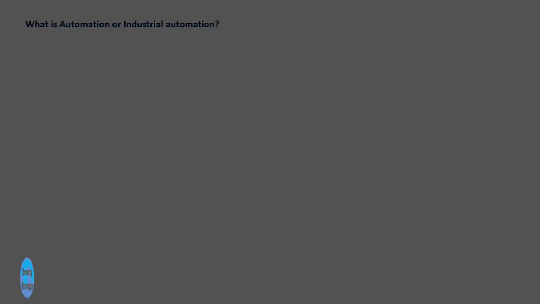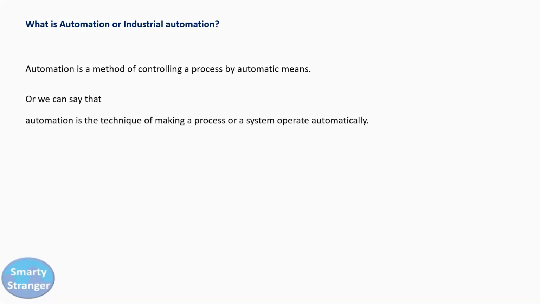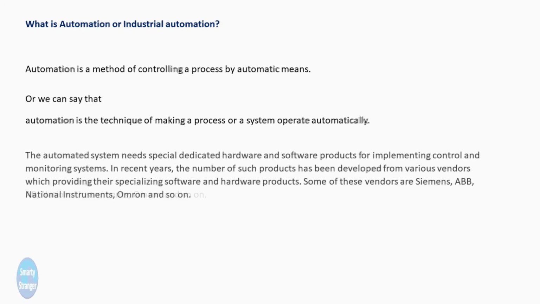What is automation or industrial automation? Automation is a method of controlling a process by automatic means. Or we can say that automation is the technique of making a process or a system operate automatically. The automated system needs special dedicated hardware and software products for implementing control and monitoring systems.